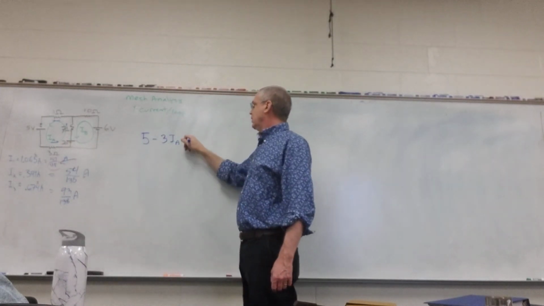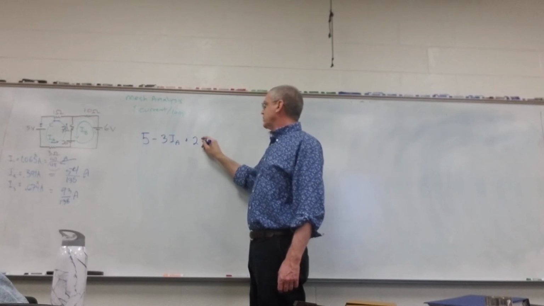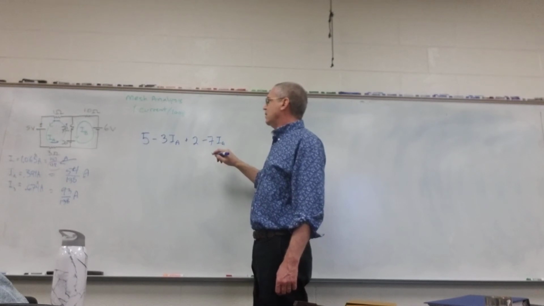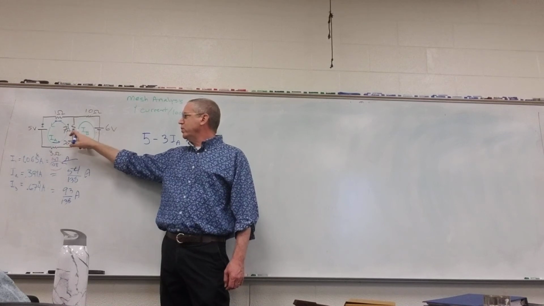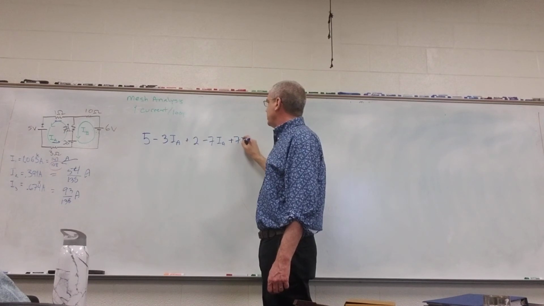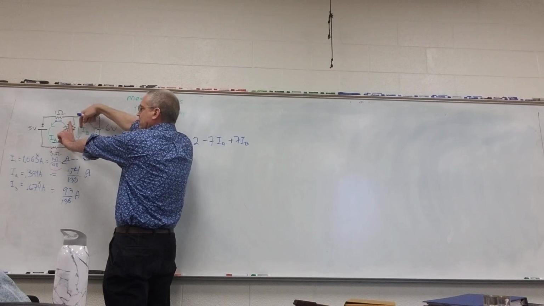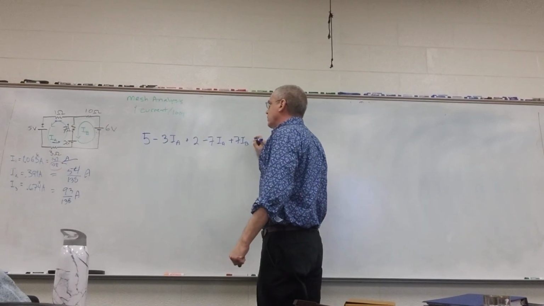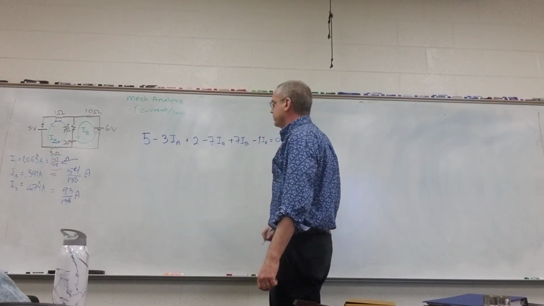Across my battery, plus 2, because I'm going from negative to positive. Across my 7 ohm resistor, so minus 7IA. But I also have this IB right here. I have 2 different currents going across this middle resistor. Plus 7IB, because I'm going with current on the IA and against the current of IB. And then I'm finishing my voltage loop, going across the 1 there. So minus 1IA equals 0.